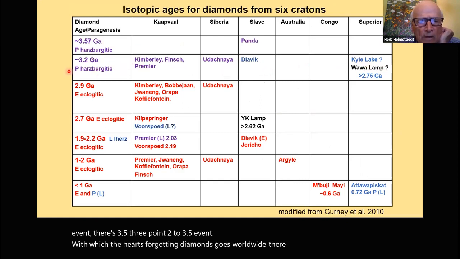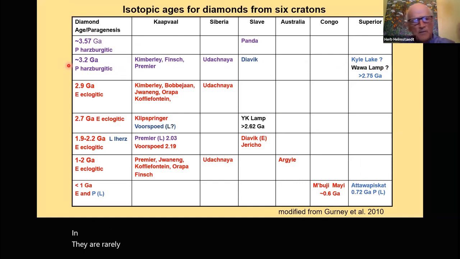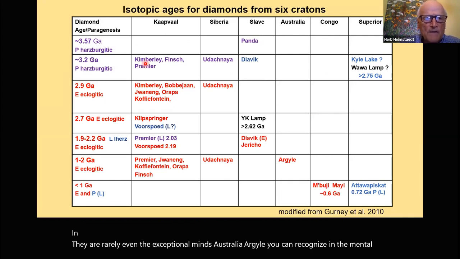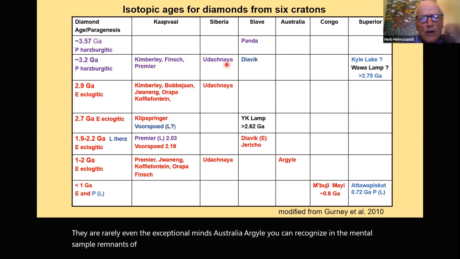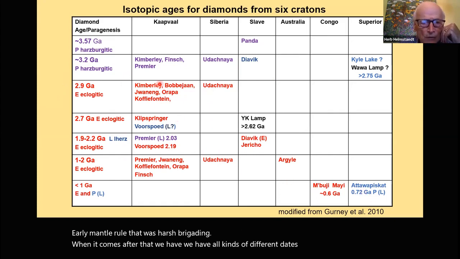They're rarely, even the exceptional mines like Australia's Argyle, you can recognize in the mantle sample remnants of an early mantle that was harzburgitic. Now, when it comes after that, we have all kinds of different dates. Sometimes a lot of events, like in Southern Africa.